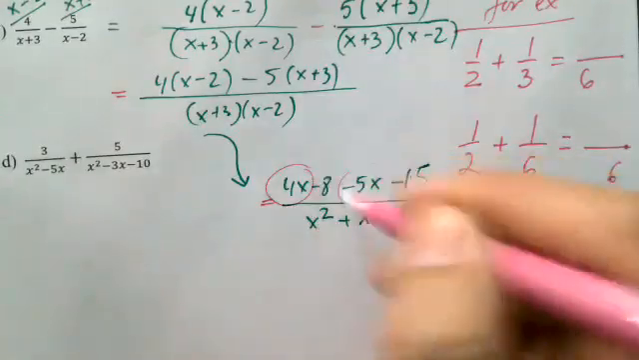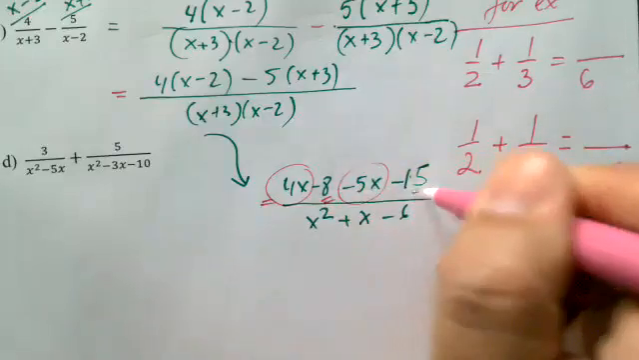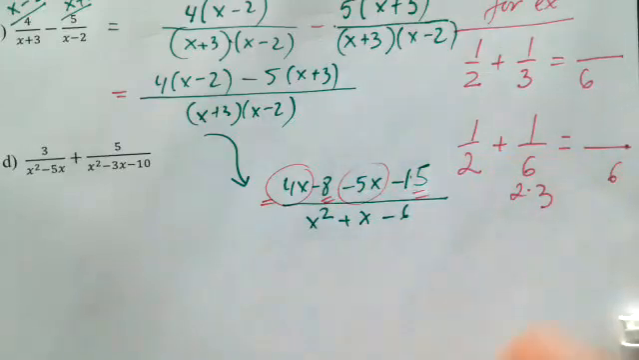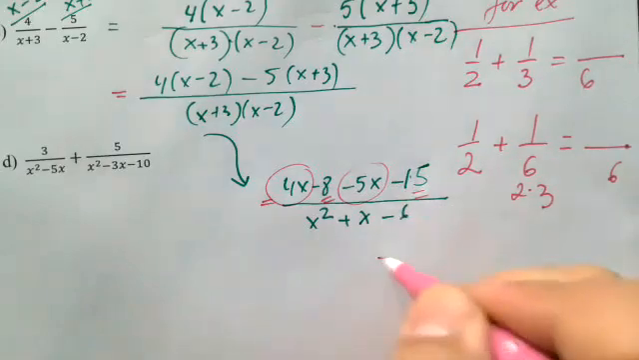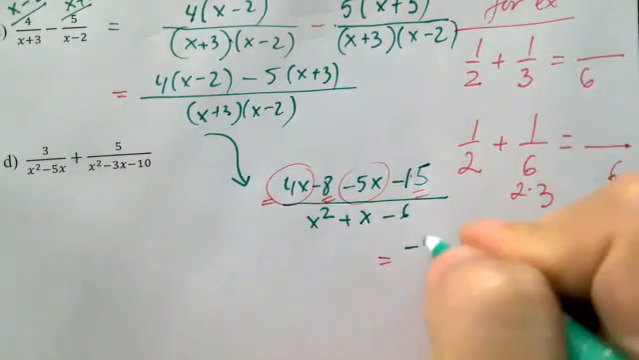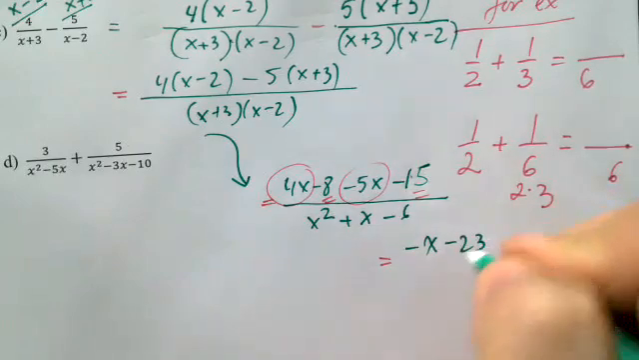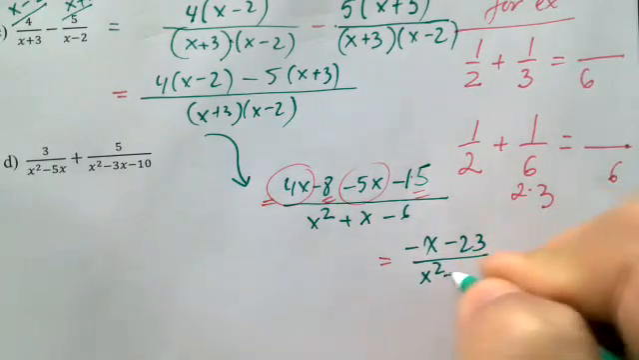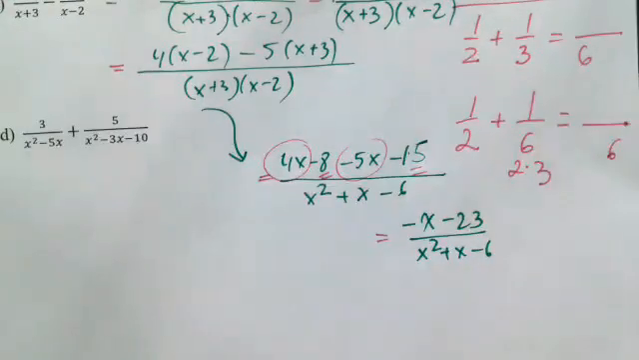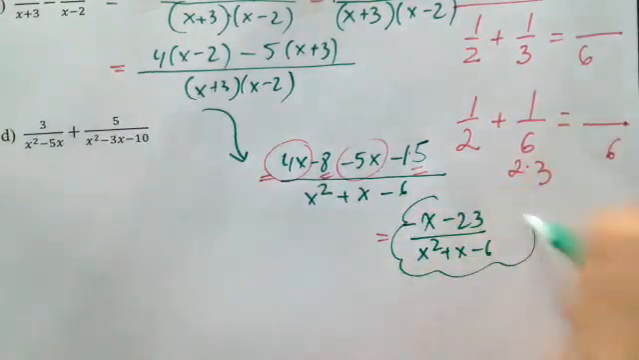Like terms. So at the top numerator, we have negative x and negative 23, x squared plus x minus 6 in the denominator.